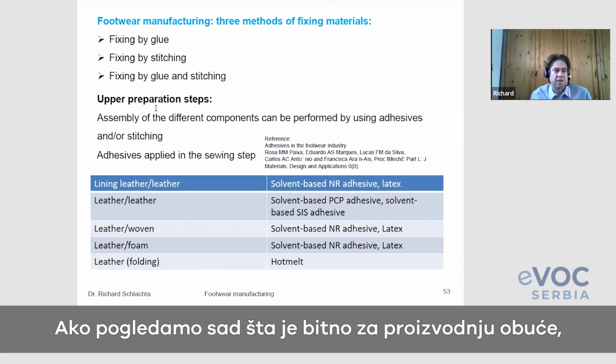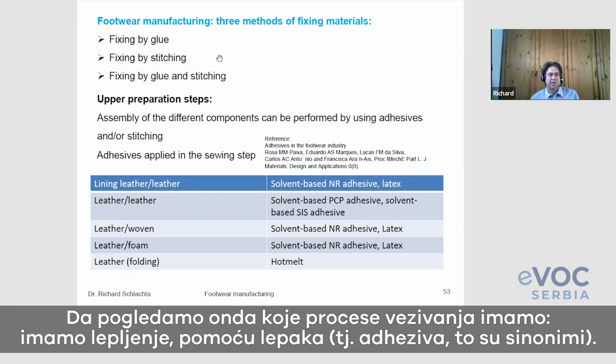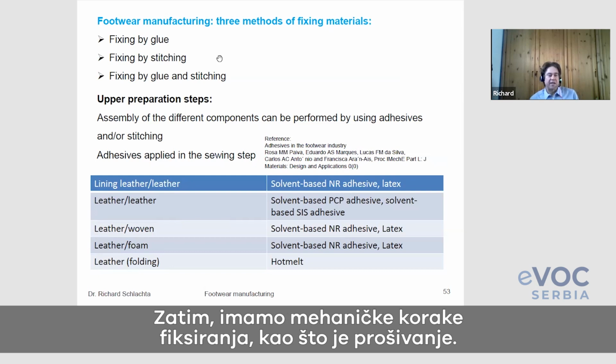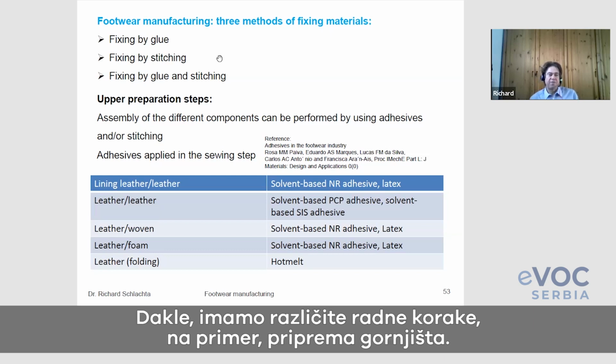Yes, if we look now at the footwear manufacturing, we have a lot of parts and they are finally assembled to our shoes. And so what bonding processes do we have? We have bonding processes by glues or adhesives. So if I say glues, it's the same as adhesive here. Then we have mechanical fixing steps like stitching. And we have steps where glue and stitching are applied together.